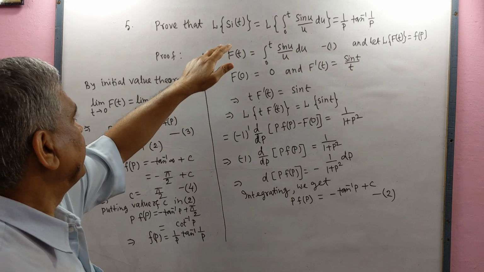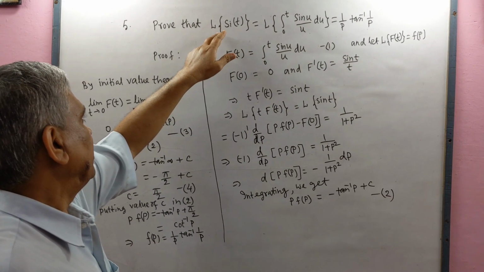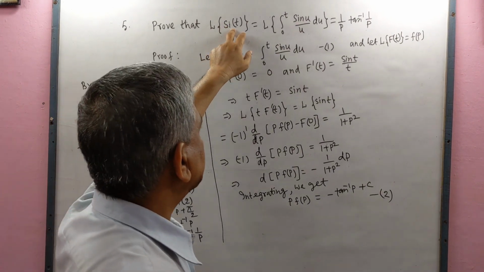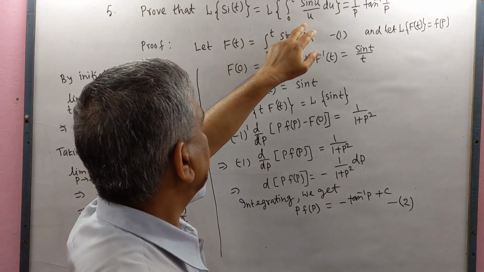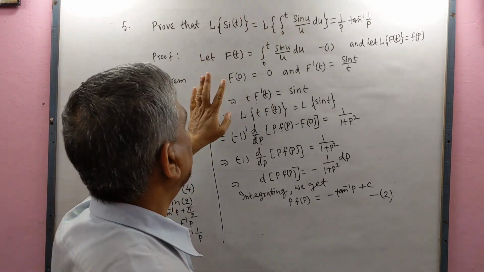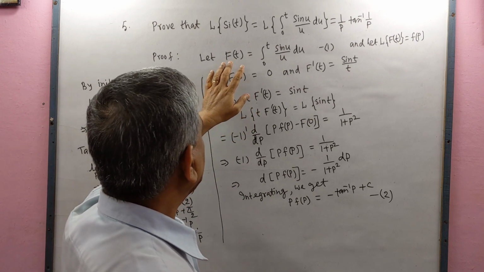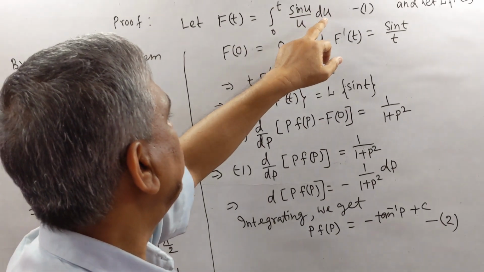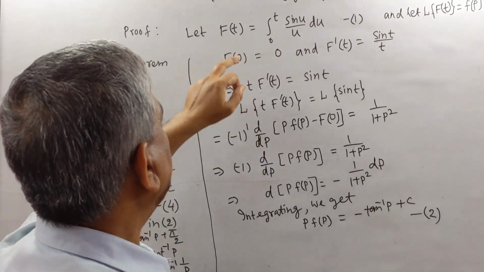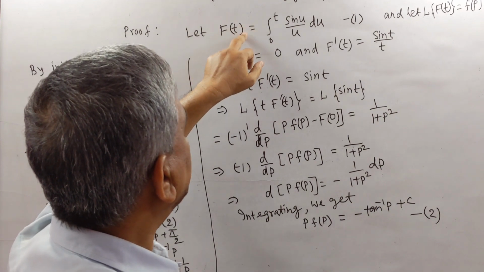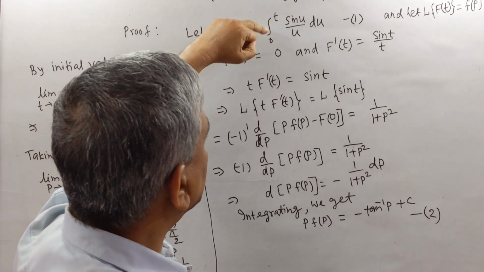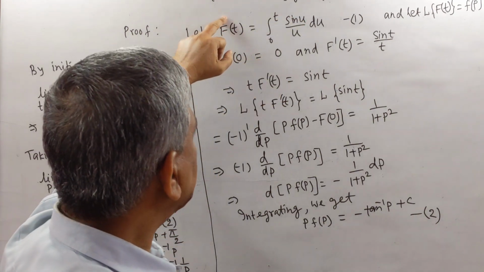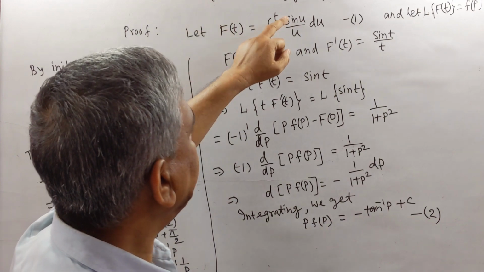Now we solve a problem of Laplace transformation of the Si function. The Si function is the integral from 0 to t of sin u by u du. Let f(t) equal to integral 0 to t of sin u by u du. Then f(0), in place of t we put 0, gives the integral from 0 to 0, which is 0. And f dash t, the differentiation of this, is sin t by t.